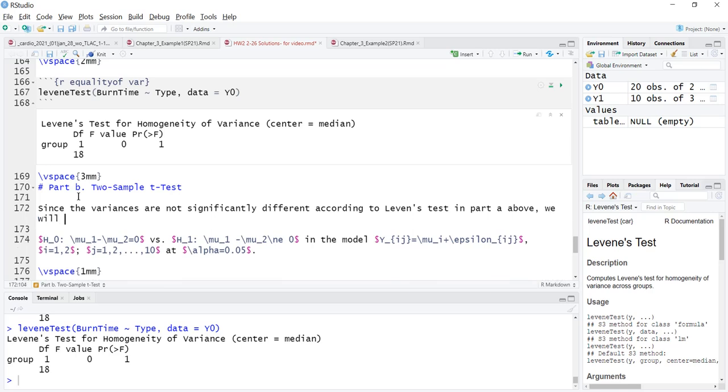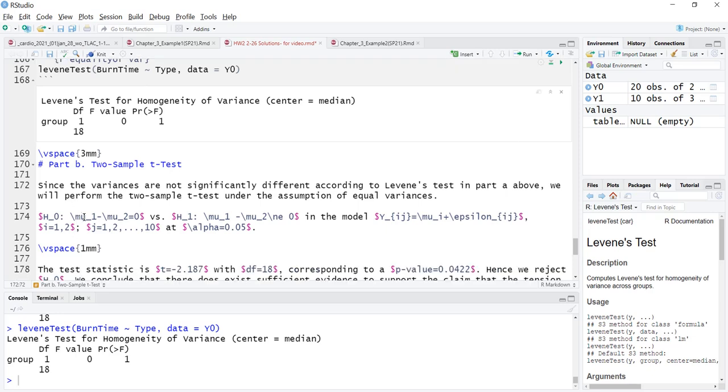we will perform the two-sample t-test under the assumption of equal variances. Okay, so when we're going to do the two-sample t-test, we need to talk about what's our decision concerning the variances. Are they equal or are they not?